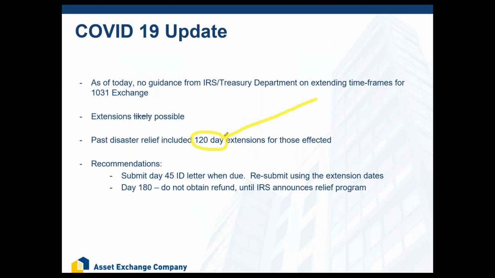So we expect that if we get relief for taxpayers who are affected by the coronavirus and the shelter-in-place programs around the country, you're going to get at least 120 days. Can I guarantee that? Absolutely not. Can I guarantee that the IRS is going to give us more time? Absolutely not. Is it likely? Well, I was saying it was likely, and with every day that goes by, I'm saying it's definitely possible. We will let you all know as soon as we hear from the Treasury Department or the IRS about any potential relief from the timeframes.